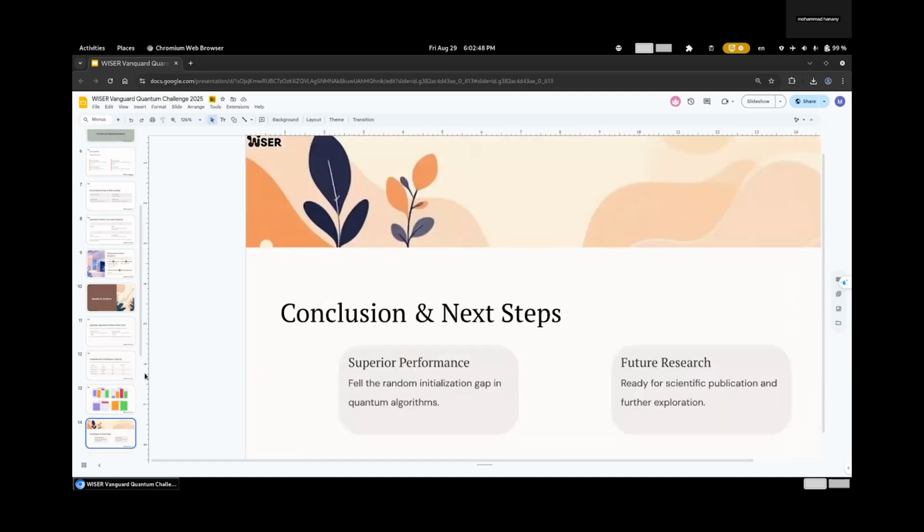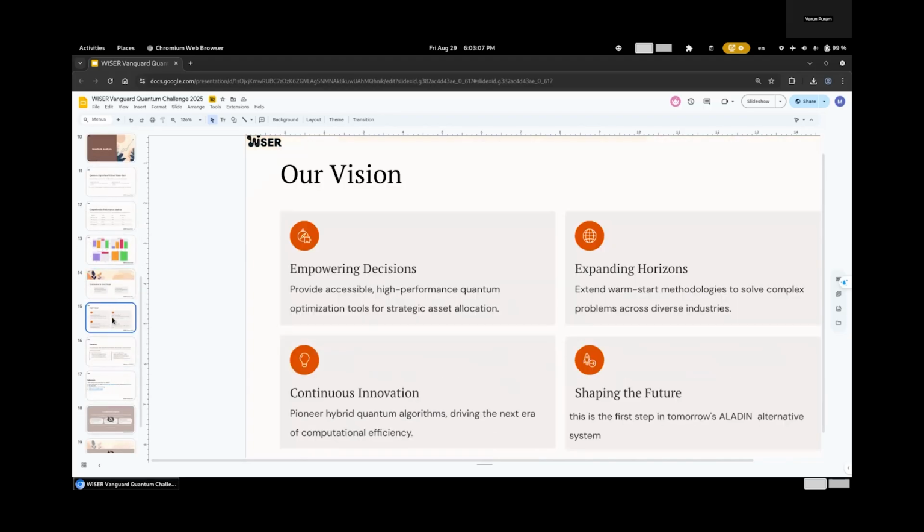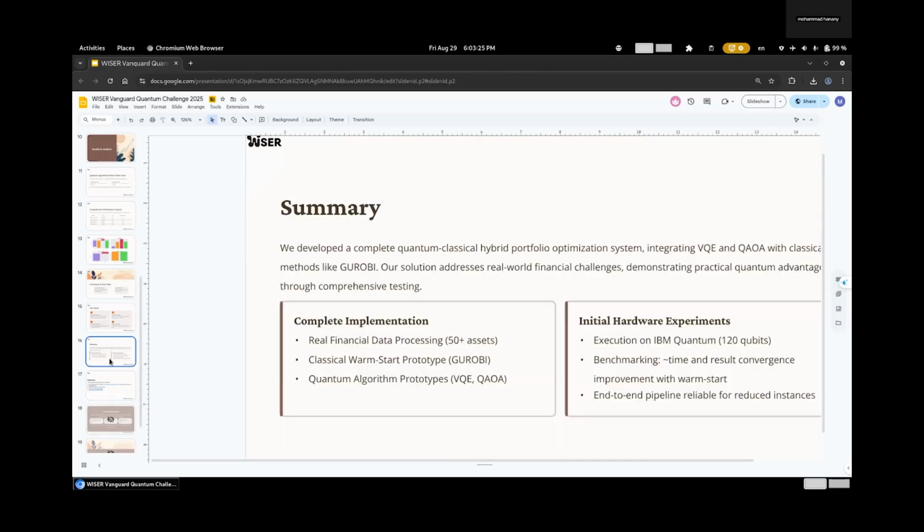Our conclusion: we now have a new algorithm, or a new methodology, that we can use to achieve a good result on the NISQ computers that we have now. Our vision is that this methodology can be part of a huge system that might be tomorrow's Aladdin alternative system. Thank you for listening. My name is Muhammad Hanani, and we are MOH Group: Wais, Ishtiyaq, and Wa'amil Ali.